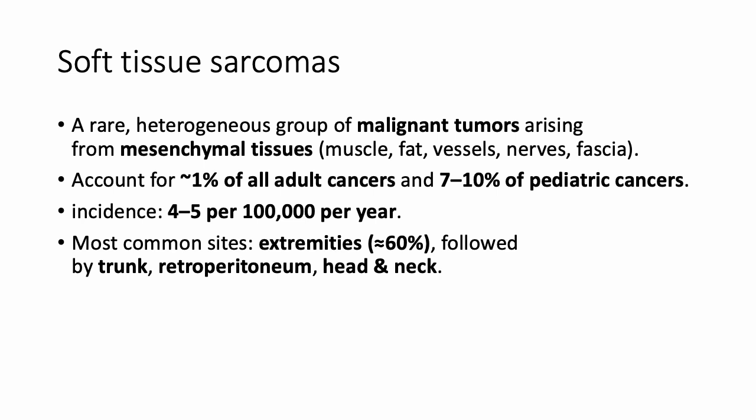So much has already been discussed about soft tissue sarcoma, but I'll say very briefly that it is a rare heterogeneous group of malignant tumors arising from the mesenchymal tissue, accounting for approximately 1% in adults and around 7 to 10% in pediatric cancer. It is rare, but not so rare if we look at the total soft tissue sarcoma in appendices. The most common site is the extremities, around 60%, followed by trunk, retroperitoneum, and head and neck as well.